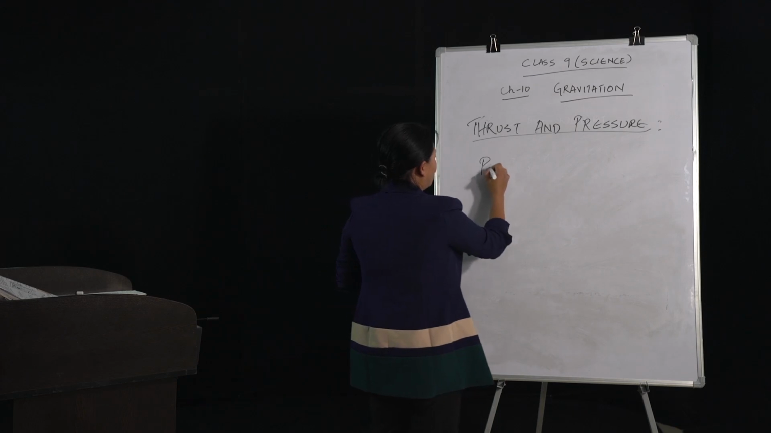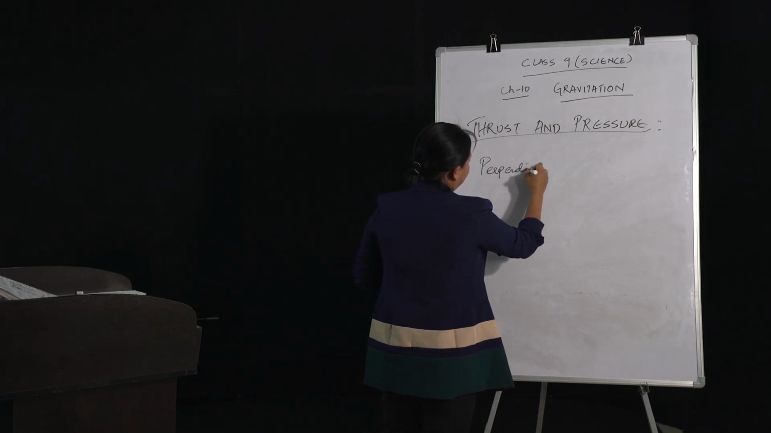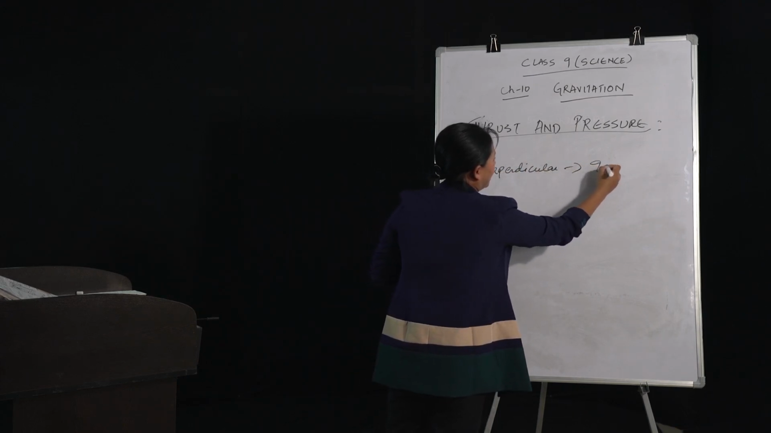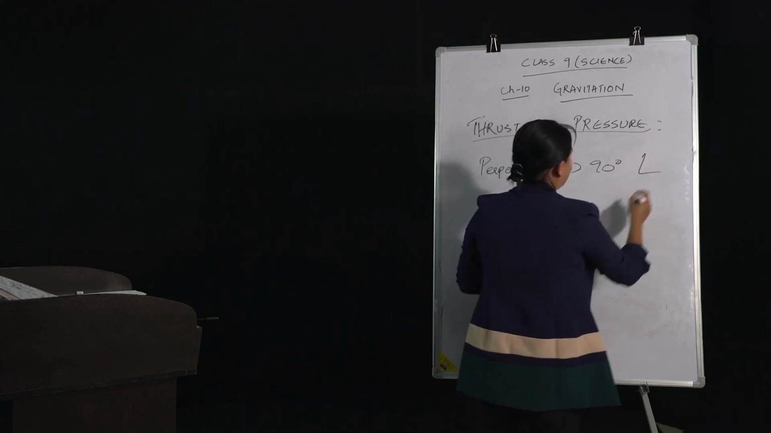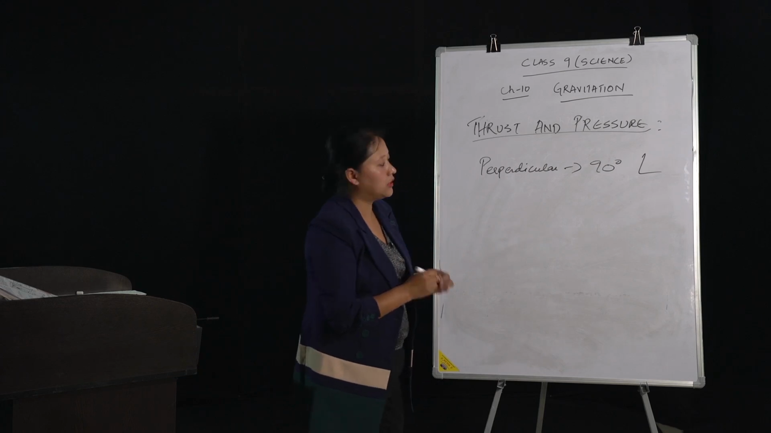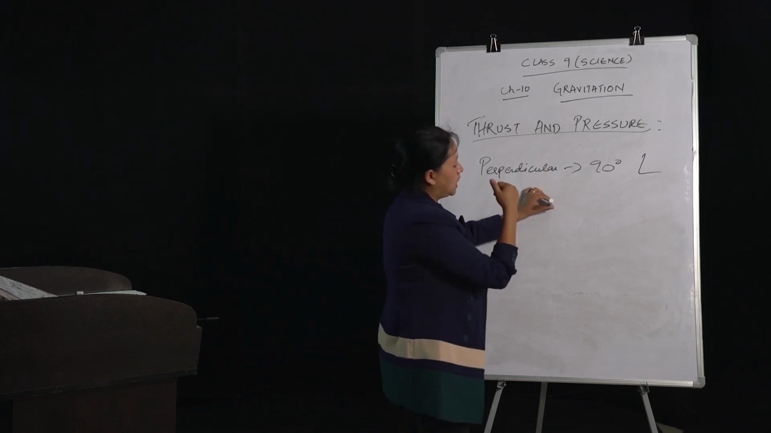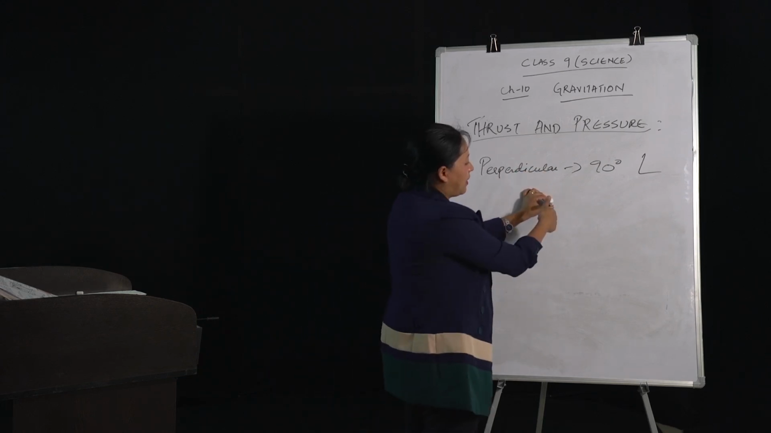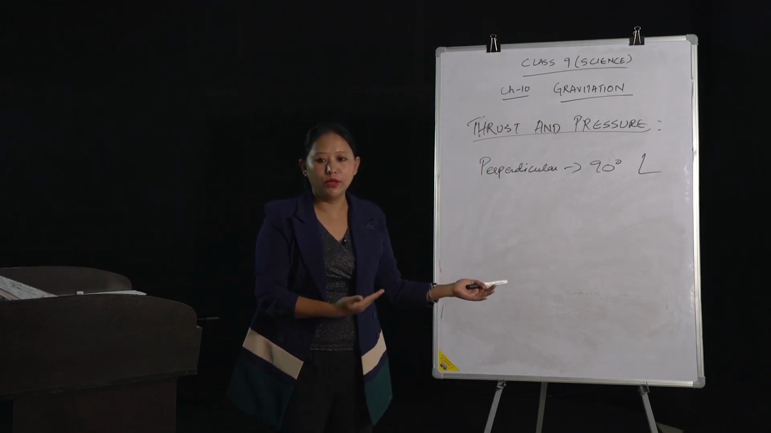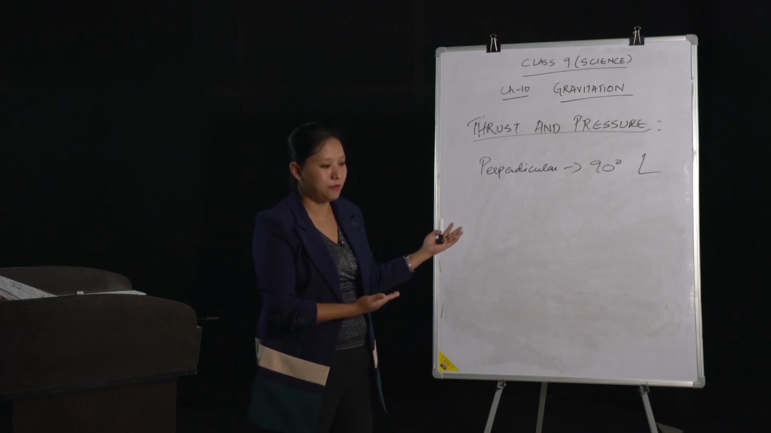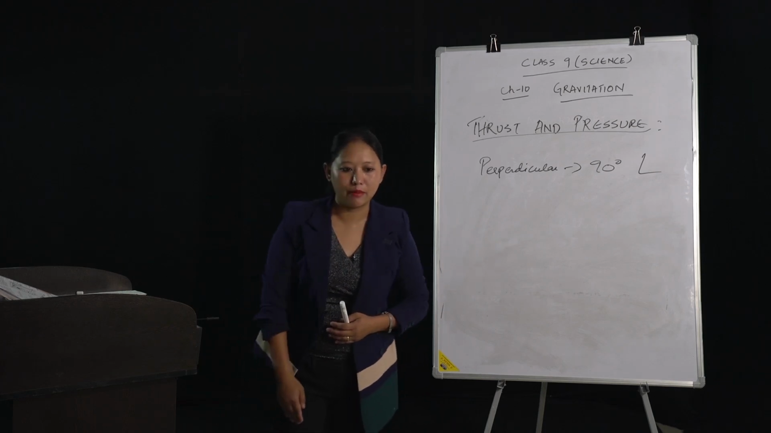When I say perpendicular, it means 90 degrees, we all know that, right? A right angle. That means the total force on your thumb is directed perpendicular to the surface area of this bulletin board or the poster that you have pasted. Again, let me give you another example.